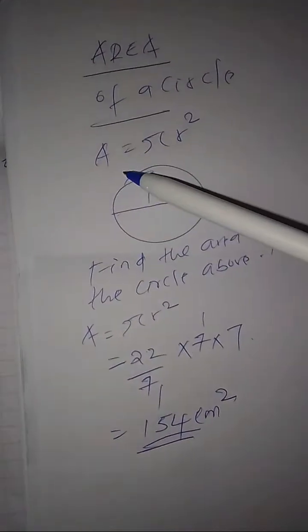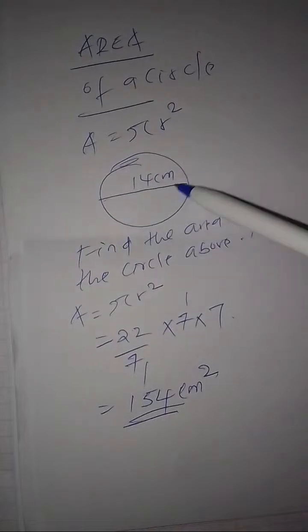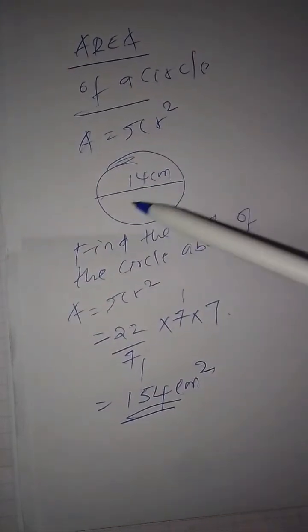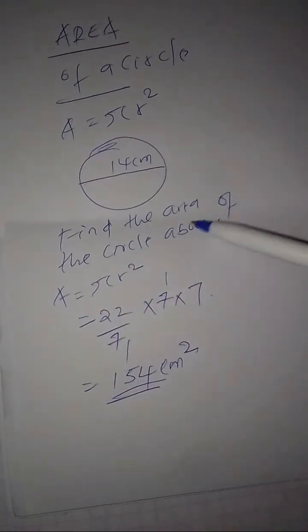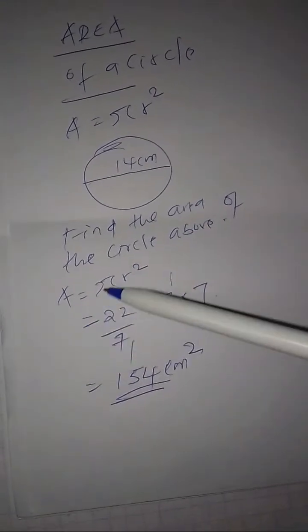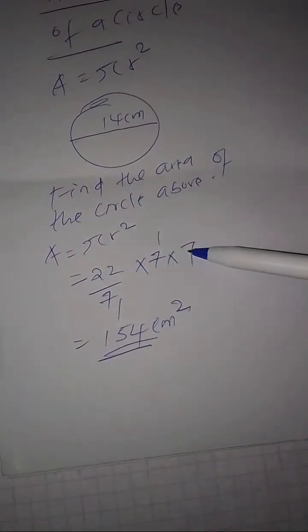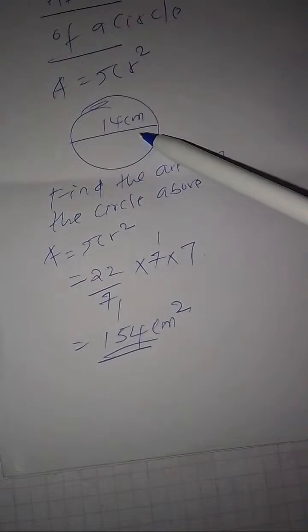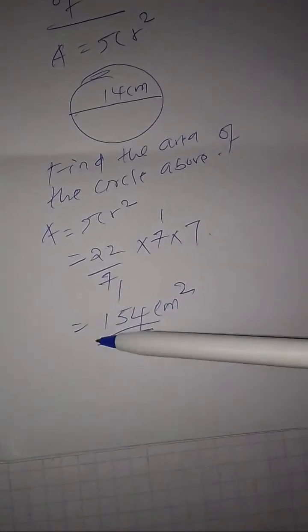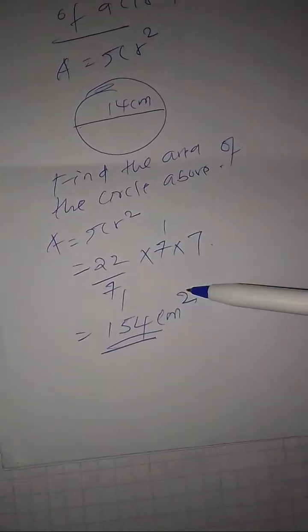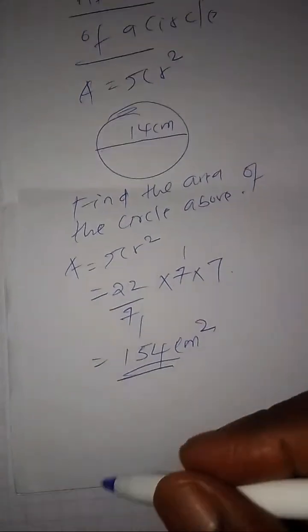So the formula for area is pi r squared. Then we say that the diameter is 14. Once we have the diameter is 14, now our formula becomes, find the area of the circle above. So our pi is 22 over 7, multiplied by 7 by 7, because the diameter is 14, the radius now becomes 7. And the answer becomes 154 square centimeters. So that is how we work out that part.